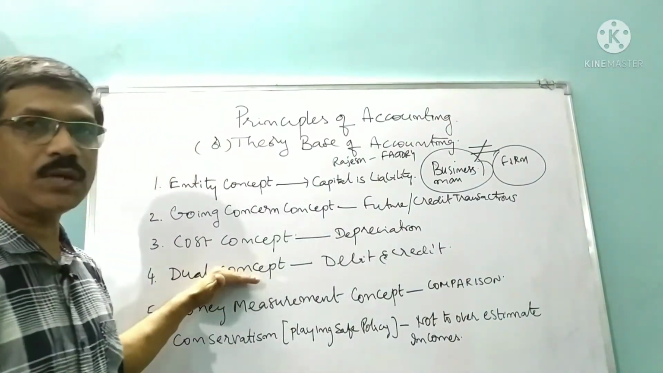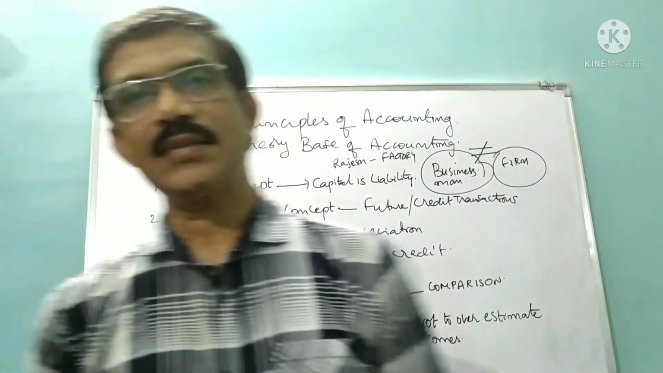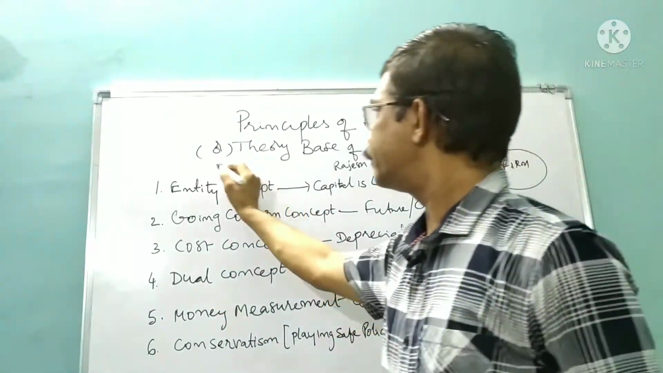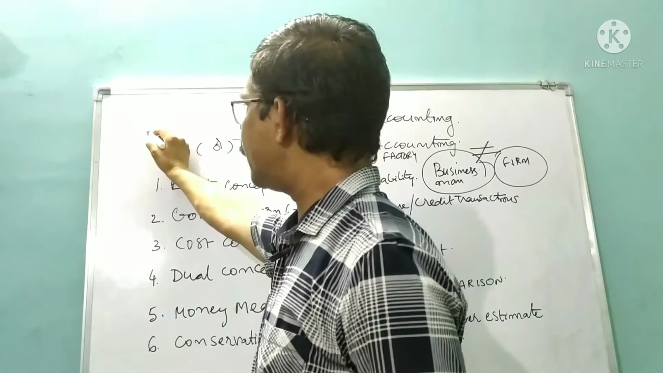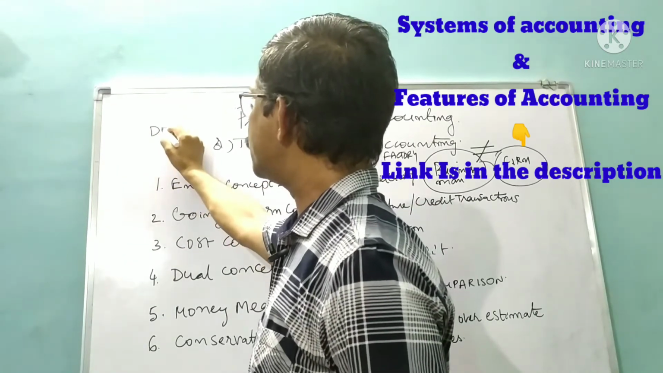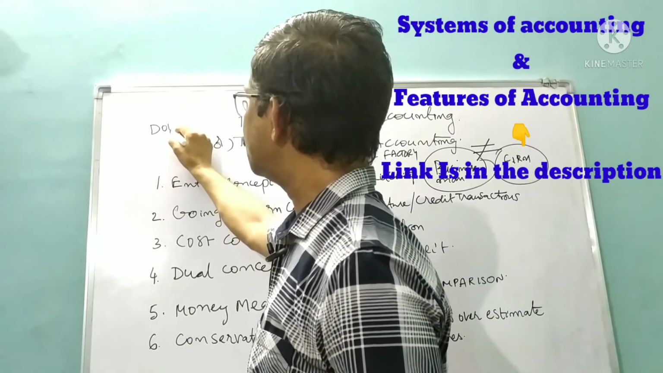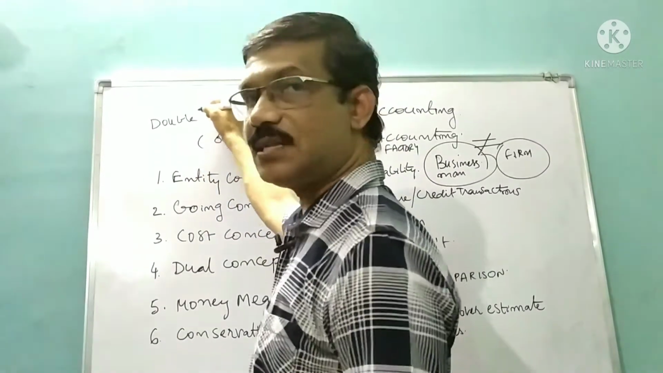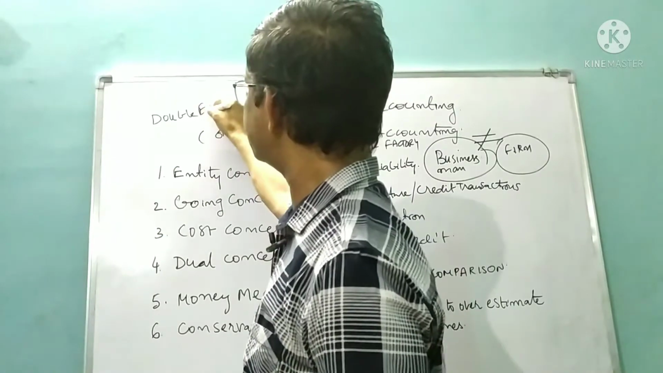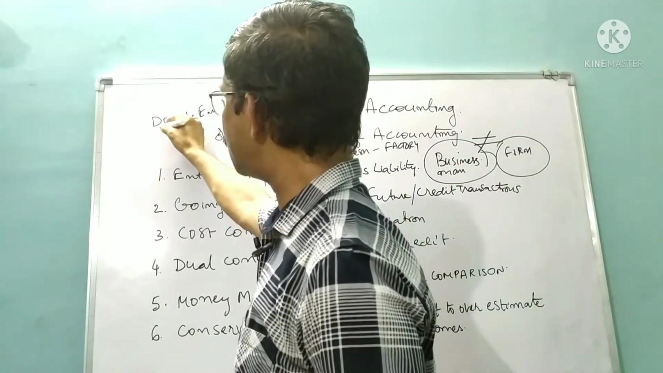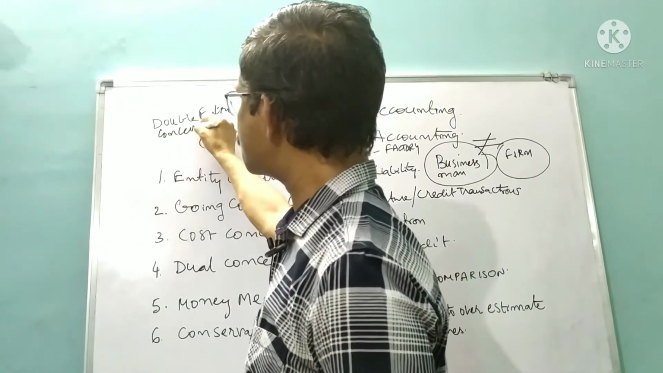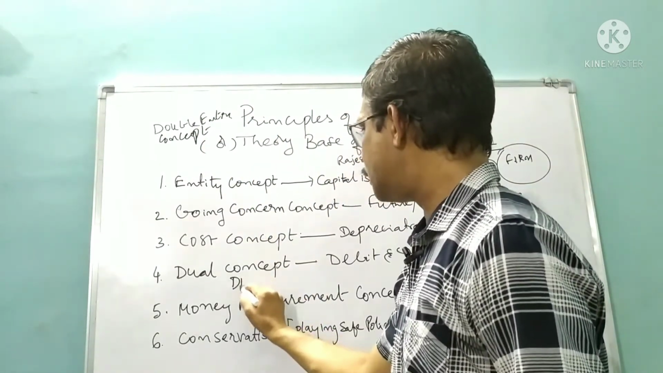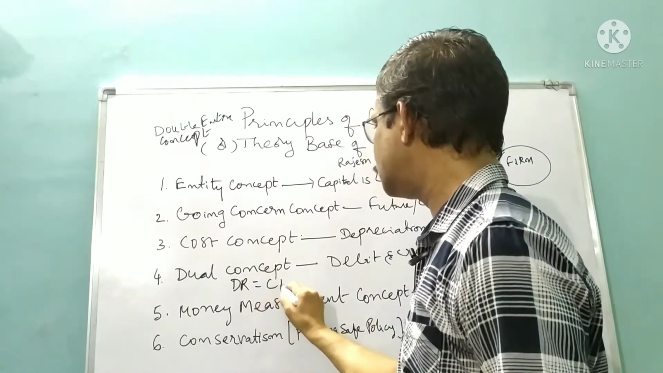And then dual concept. Dual concept is the basic concept of double entry system, right? In one of my videos I told you double entry system, okay? So this is the core concept of double entry system, dual concept. So what is this dual concept? Every debit must equal to every credit.